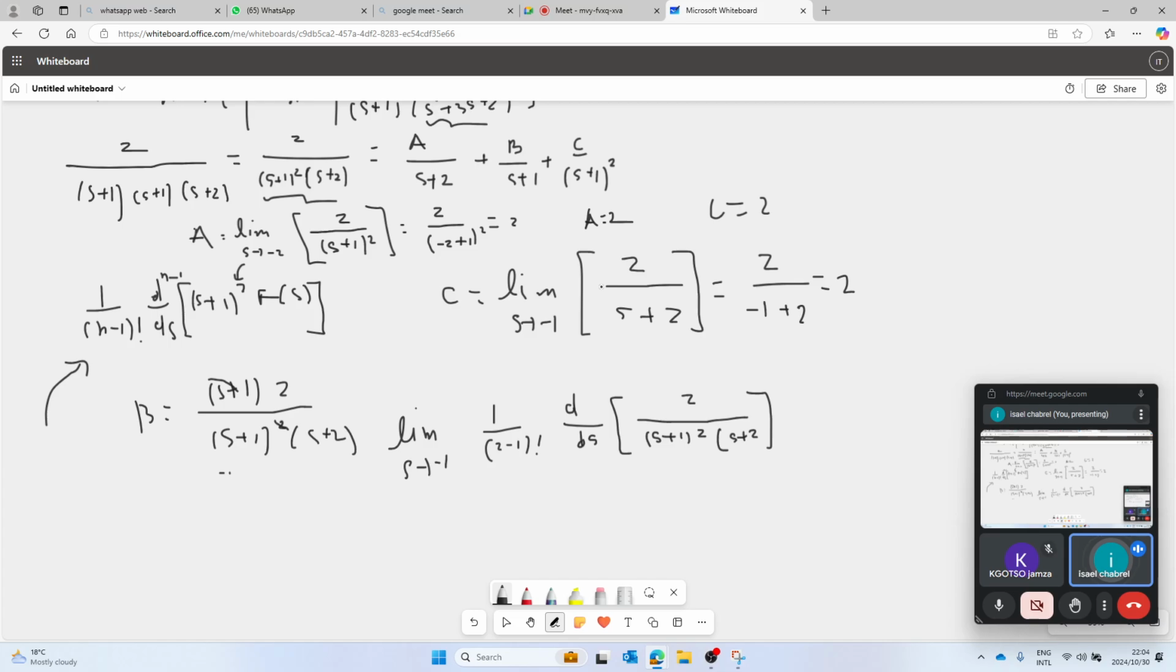What do I mean by that? If this is my main equation, 2s plus 1 squared, s plus 2. Do you agree that if I bring s plus 2 here, this and this cancel? Is it fine? Yes, it's fine, my brother. That's one of the reasons you can apply this.